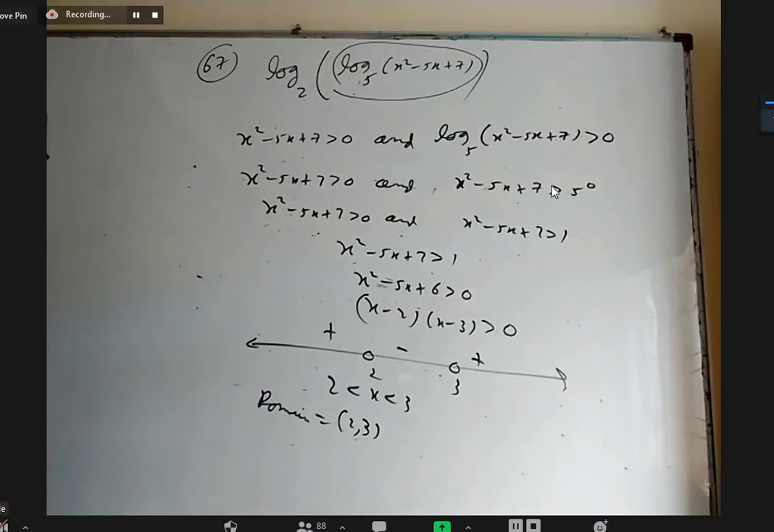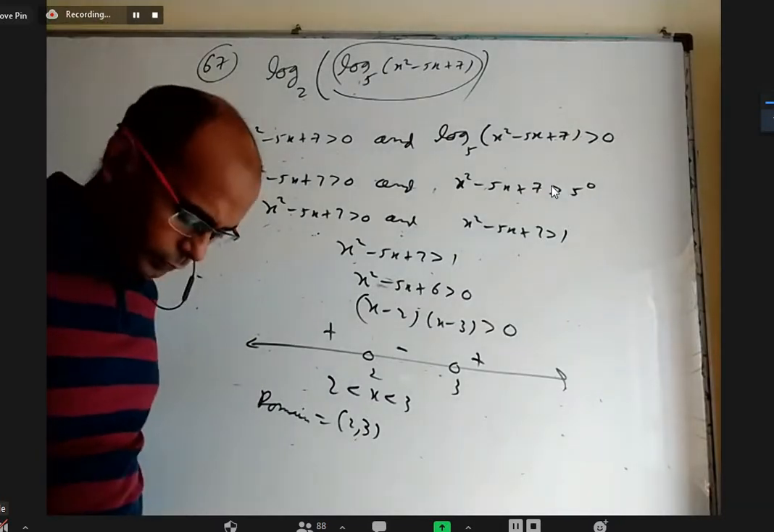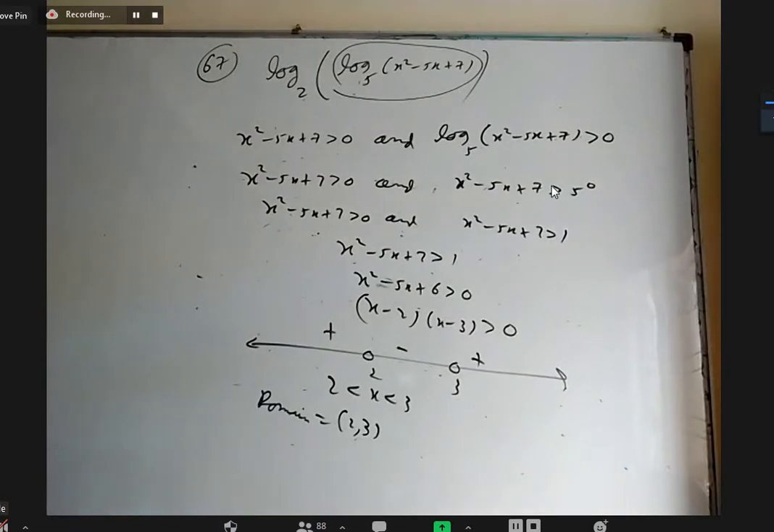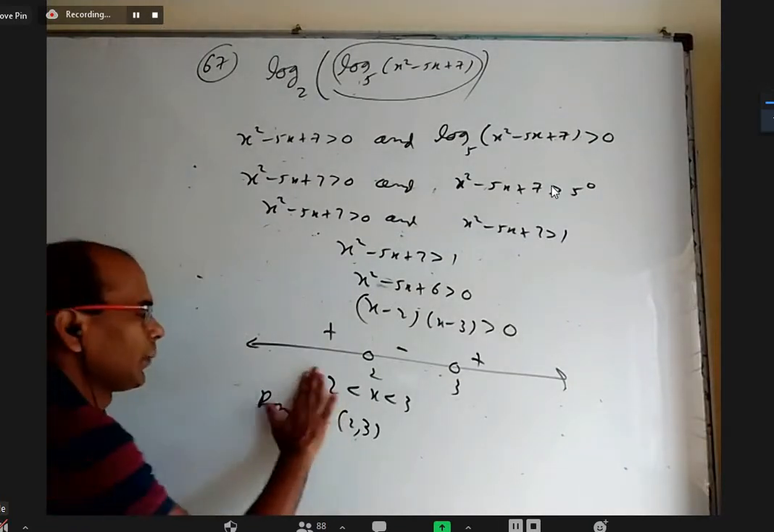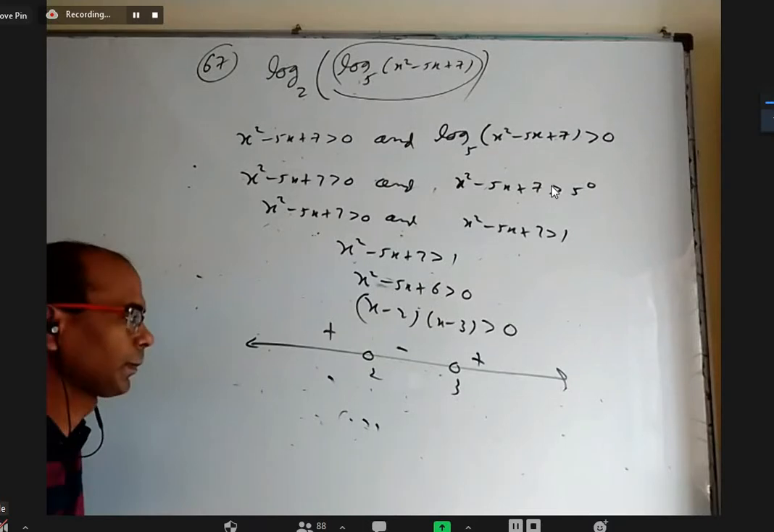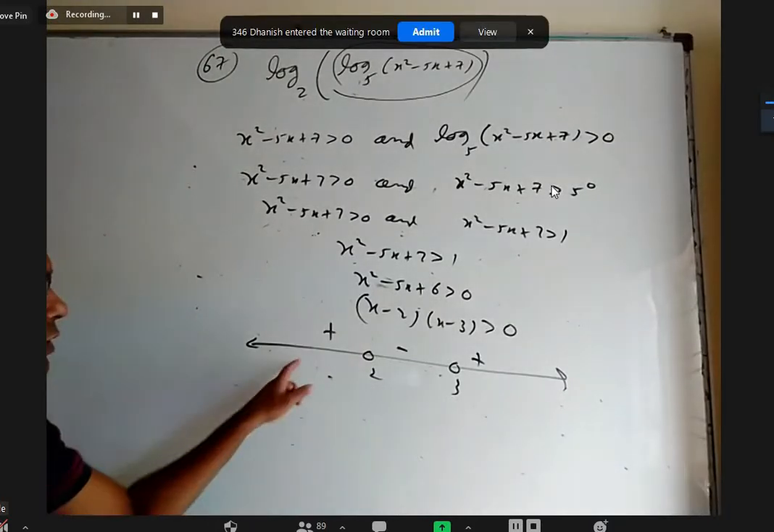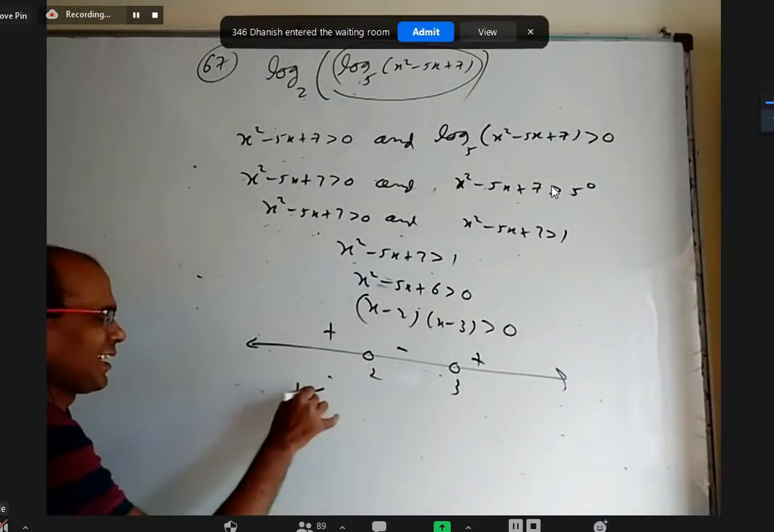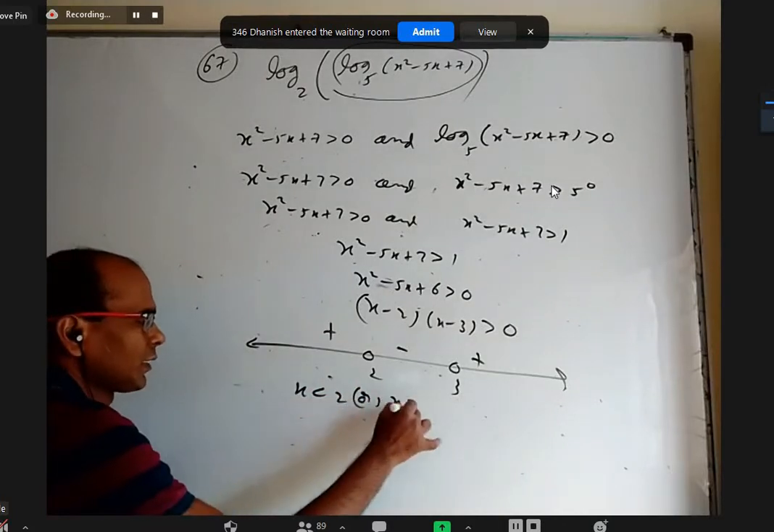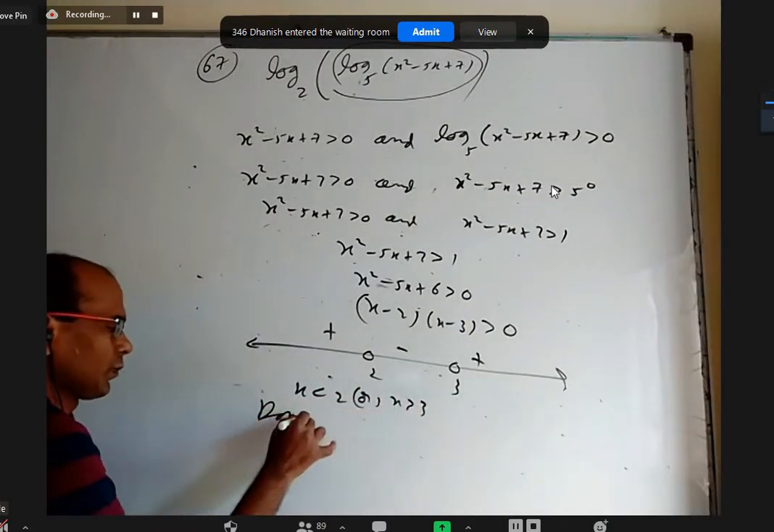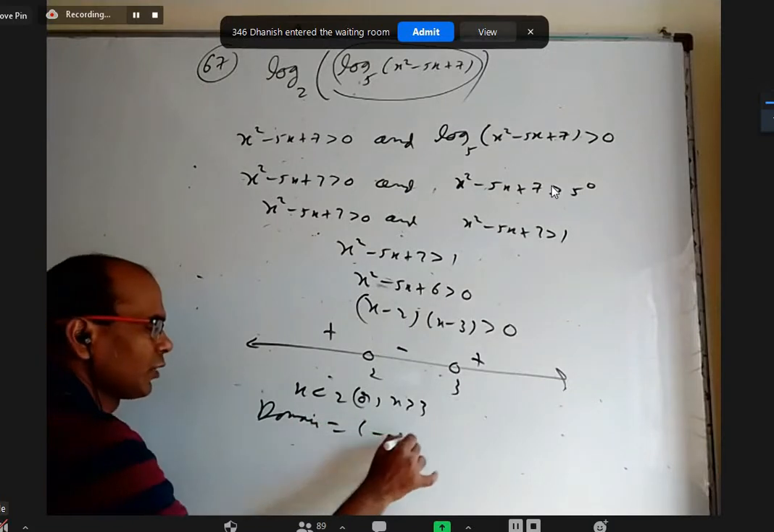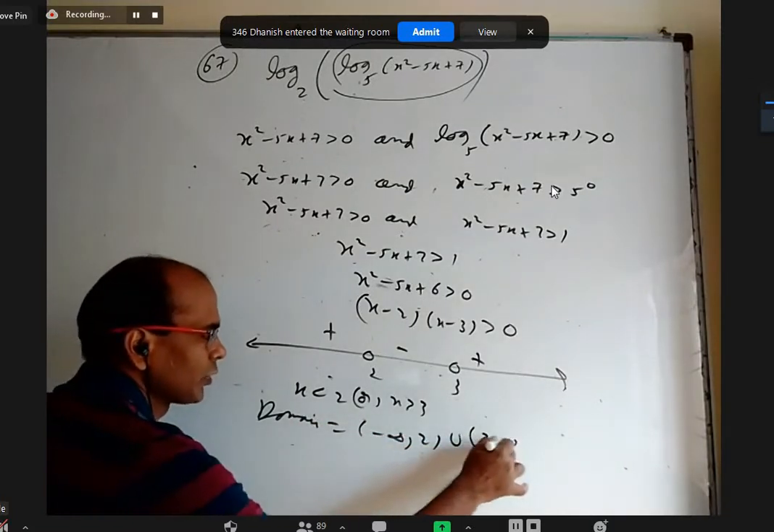Please put on your videos, otherwise you will be sent to the waiting room. Sir, it is greater than 0, no, sir? Oh, greater than 0, sorry. Yes. So this region and this region, that is x less than 2 or x greater than 3. So domain is minus infinity to 2 union 3 to infinity.